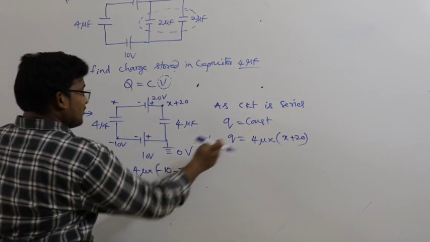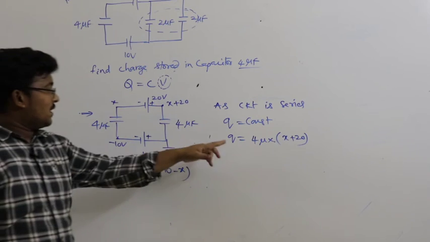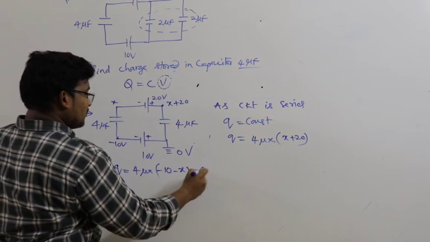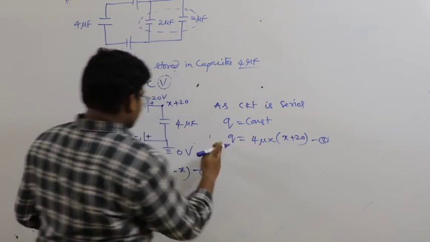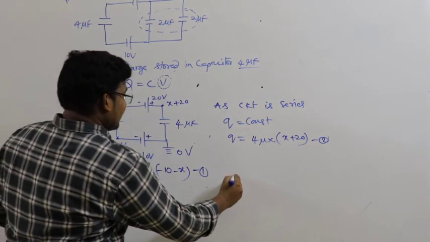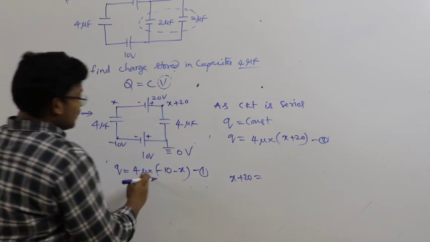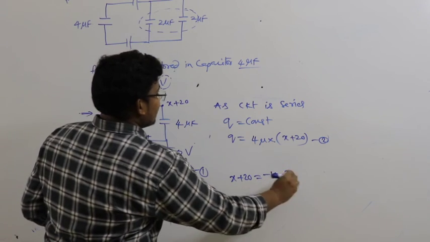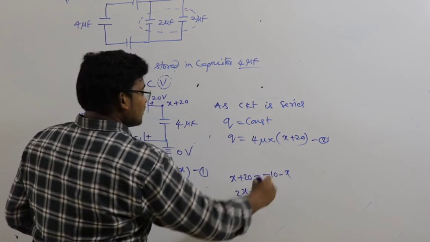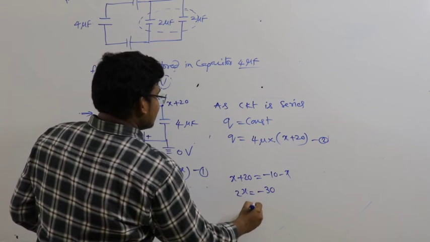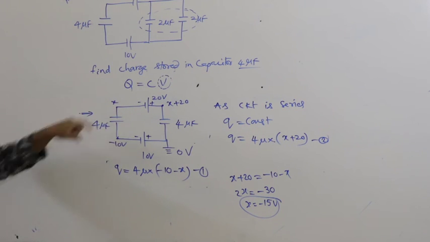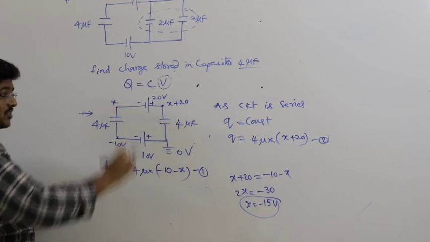So we just equate these two. So what is this first equation and second equation I can say? So charges are same, so this 4 cancels. So simply we will get x plus 20 is equal to minus 10 minus x, so that you will get 2x is equal to minus 30, then x is equal to minus 15 volts. So what is the x? Minus 15. So we got this potential.